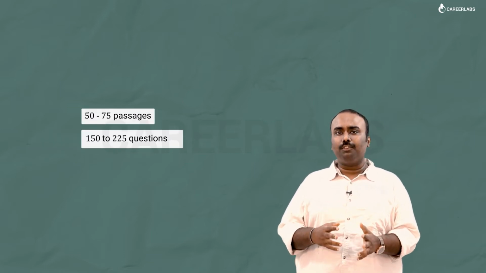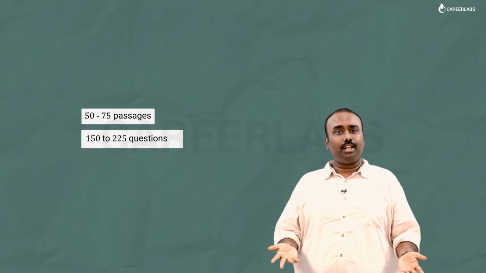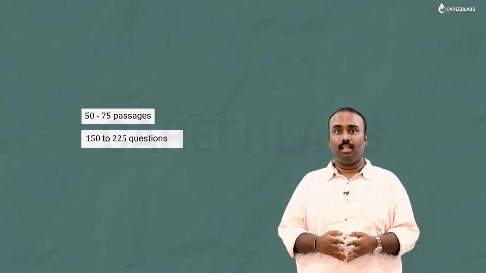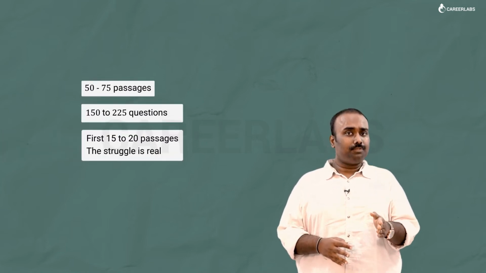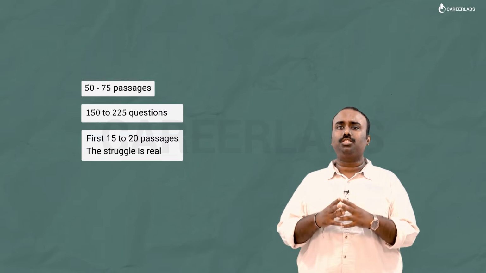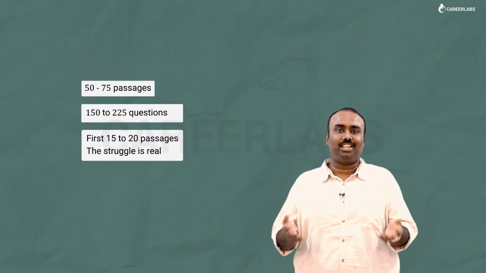Every RC task might have around 3 questions. So you will be looking at around 150 to 225 questions. Now you must be thinking, why should I take all this trouble? Well, it's because I've seen how this plays out. In the first 15 to 25 passages, you will struggle to apply the rules as you'll be tempted to use your instincts and pick the right answer choice.